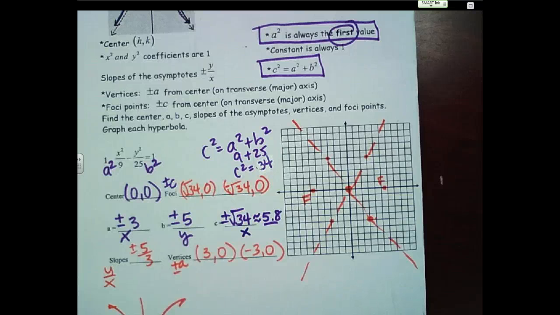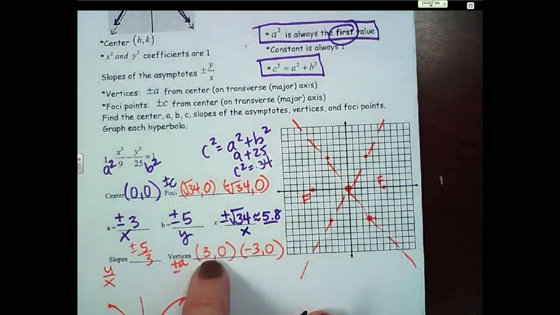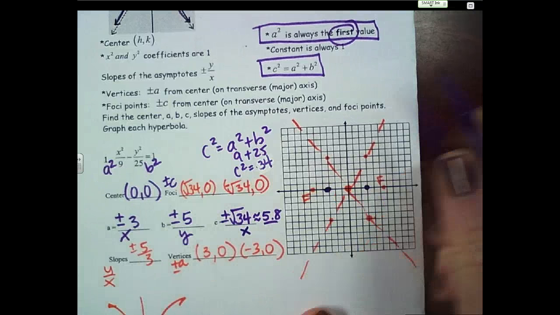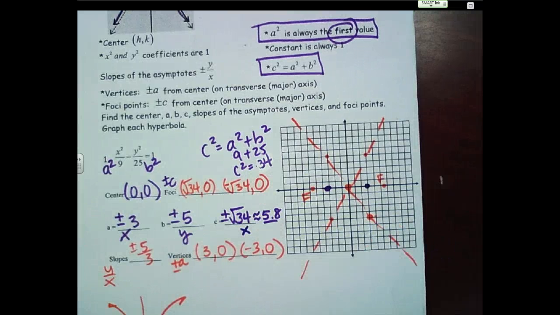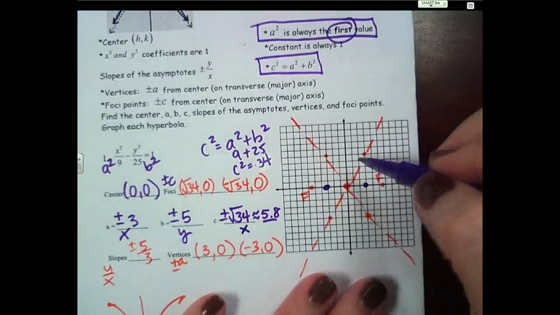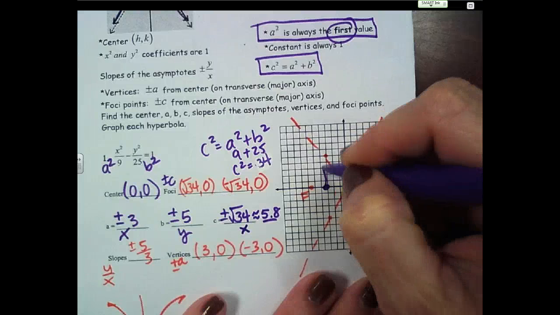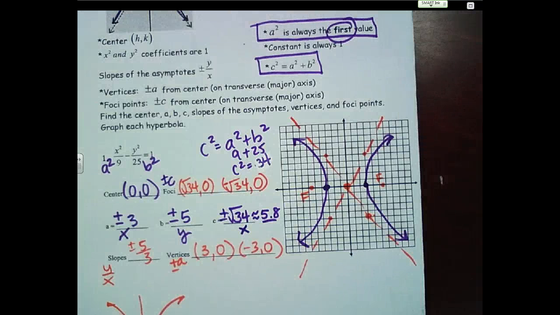Okay? So now for your vertices, you want the vertices of your two parabolas that make the hyperbola. So you're going to slide over 3 to the right and 3 to the left. That's your vertex. Because remember, you slid your foci outside of your ellipse, and then it gives you this really wide parabola on each side. So you now have a hyperbola.